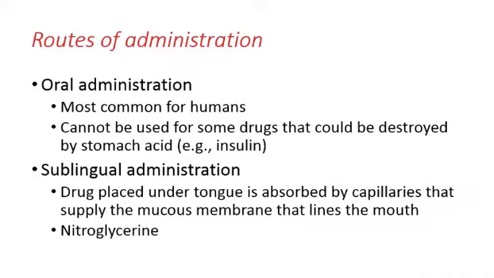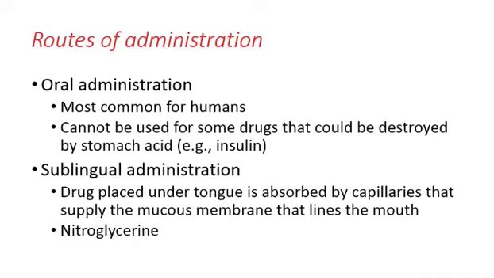The oral administration of a drug is most common for humans, and it can't, though, be used for some drugs that could be destroyed by stomach acid. So that's why they don't have a pill form of insulin, because insulin would be digested by the stomach acids, and that's why it has to be injected. Sublingual administration, the drug is placed under the tongue and is absorbed by capillaries that supply the mucous membrane that lines the mouth.